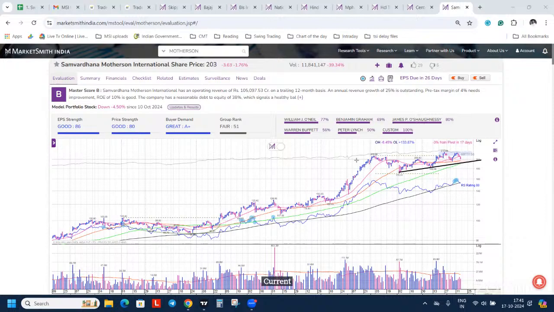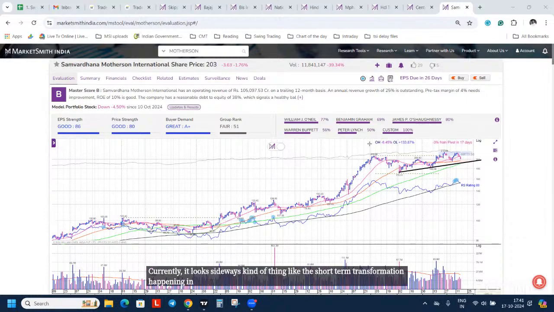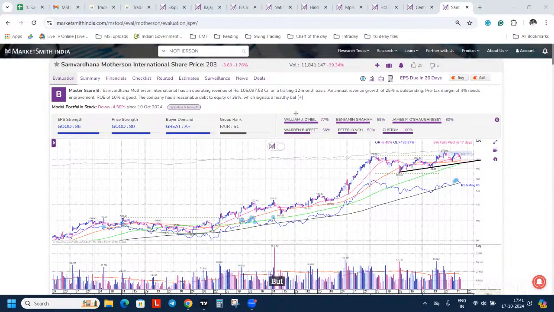Currently it looks sideways, like a short-term trend formation happening in this stock, like a double top. But yes, falling below 195 may attract more negativity. I'm not denying that.